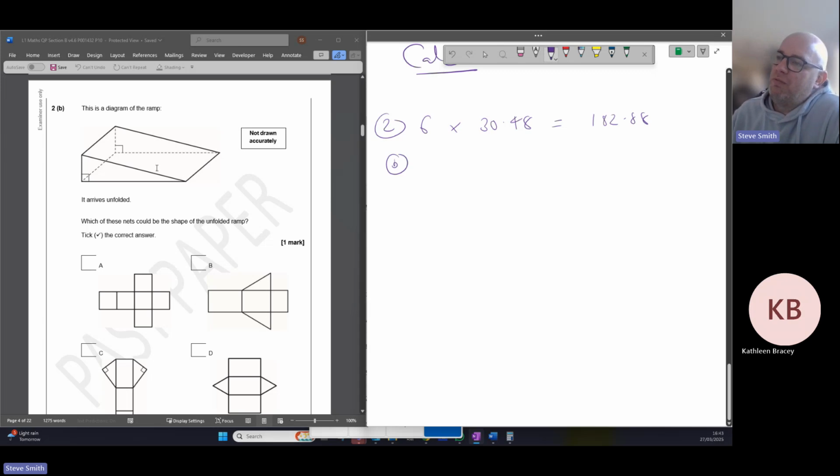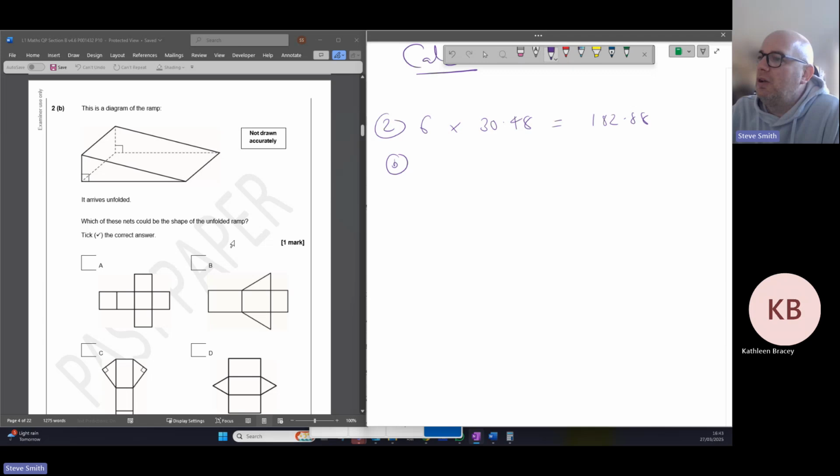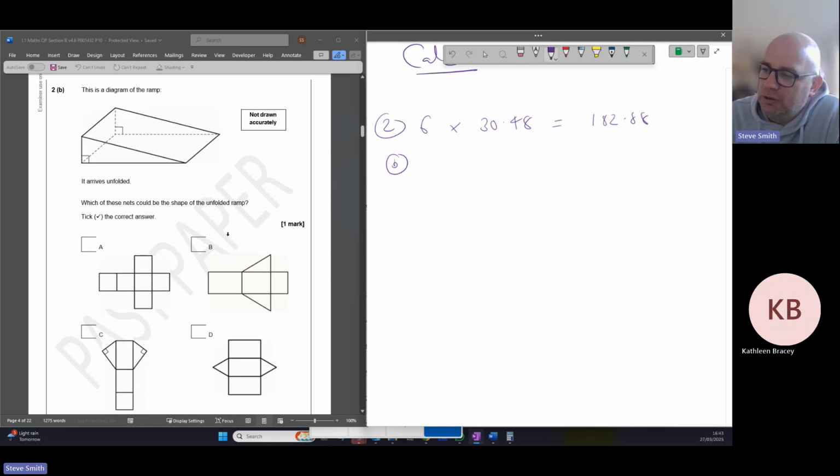The diagram is of a ramp. If it's unfolded, which one does it look like? If I look at this question, I'm discounting one straight away. I mean, we can discount them all except for the right one, obviously. We're discounting that one straight away because it's got no triangles in it. So definitely not that one. If we folded that up, we make a little cube, a box.